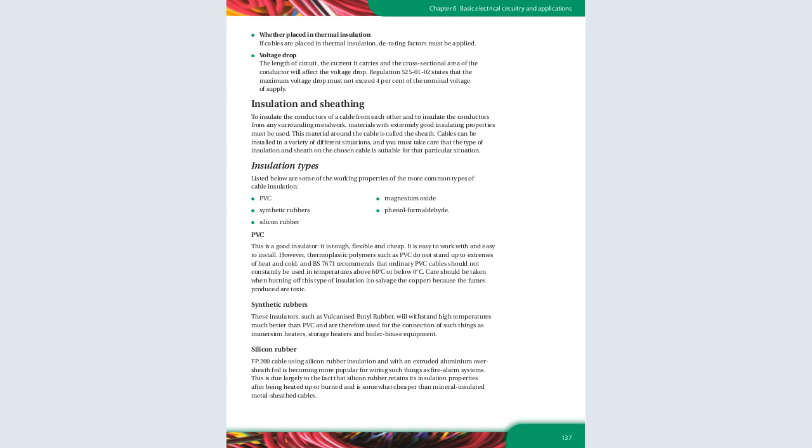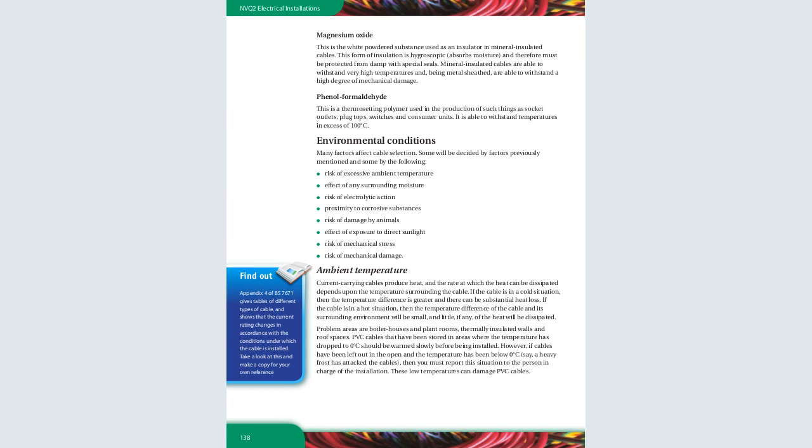Cables can be installed in a variety of different situations, and you must take care that the type of insulation and sheath of the chosen cable is suitable for the particular situation. So, insulation types. Listed below are some of the working properties of more common types of cable insulation. We have PVC, synthetic rubber, silicone rubber, magnesium oxide, phenol formaldehyde. Those ones you'll be able to look at later. They are there in the notes.